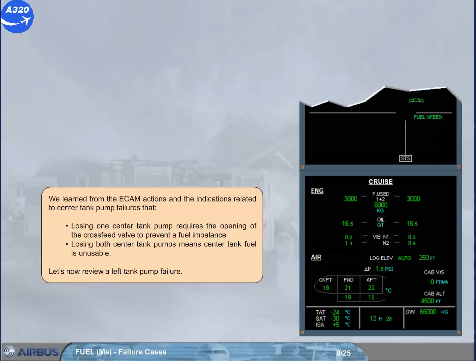We learned from the ECAM actions and the indications related to center tank pump failures that losing one center tank pump requires the opening of the crossfeed valve to prevent a fuel imbalance. Losing both center tank pumps means center tank fuel is unusable. Let's now review a left tank pump failure.